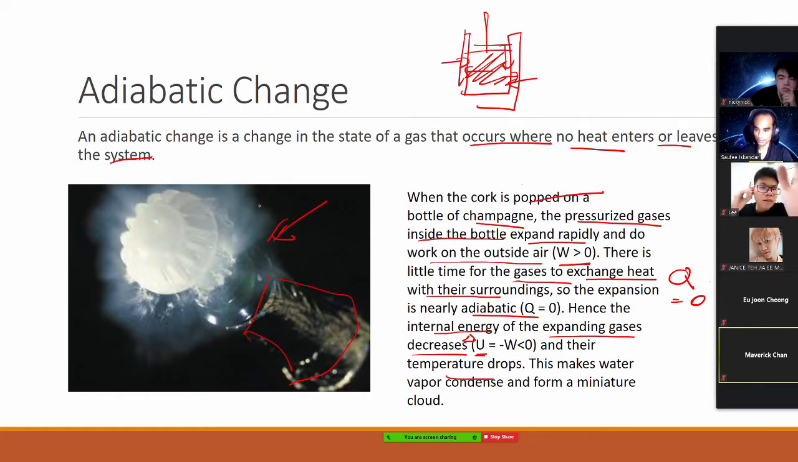So actually what you can see here is that the temperature drops. This makes water vapor condense and form a miniature cloud. So you can see that there is a miniature cloud surrounding the opening mouth of the bottle. So this is one example of an adiabatic process.